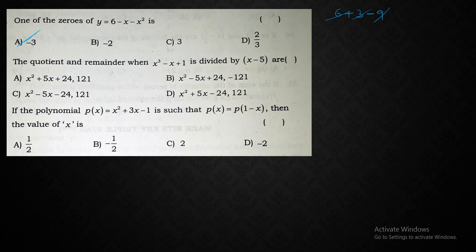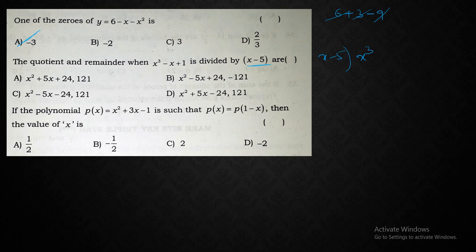Next, the quotient and remainder when x cube minus x plus 1 is divided by x minus 5. What is he asking? When x cube minus x plus 1 is divided by x minus 5, what are the quotient and remainder? For that, we need to follow the normal method.